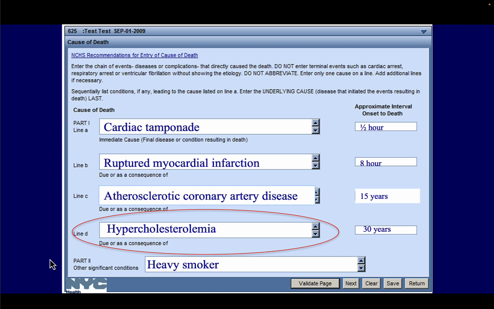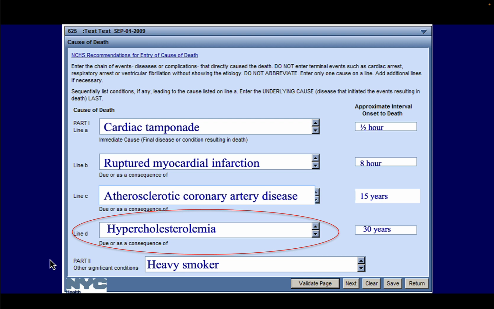So here's a common example. In this case, the provider listed cardiac tamponade, which is an accumulation of fluid or blood around the heart that prevents it from beating. And this was documented to have occurred half an hour immediately prior to the onset of death. In line B, the provider states that the cardiac tamponade in line A was due to or as a consequence of a ruptured myocardial infarction that occurred about 8 hours prior to that.